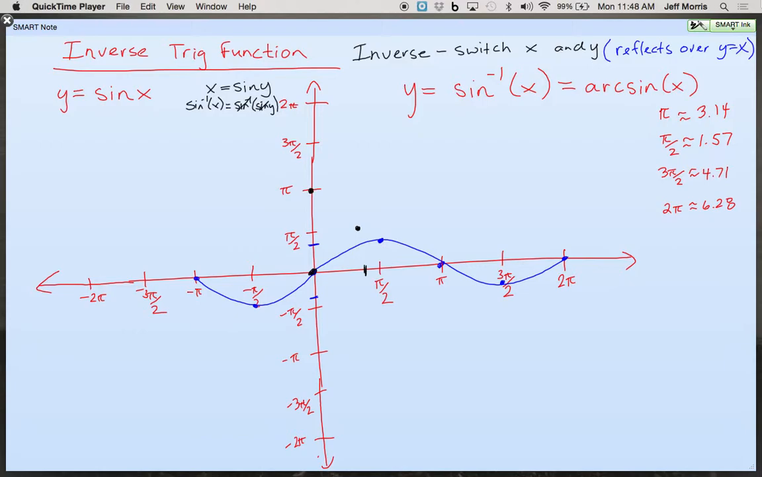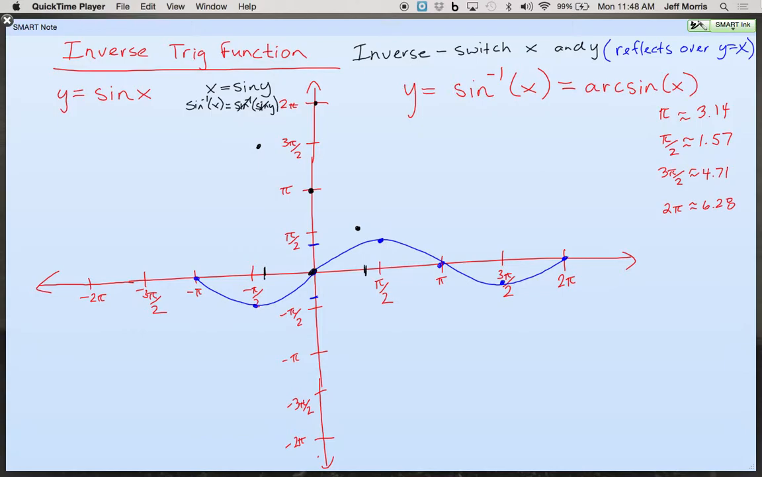3 pi over 2, negative 1 becomes what? Negative 1, 3 pi over 2. It's roughly right here. And what about 2 pi, 0? 0, 2 pi. Now, I'm going to dash this in.